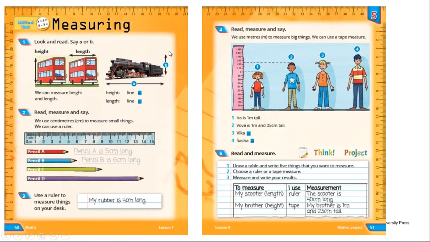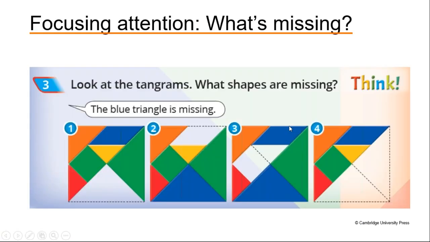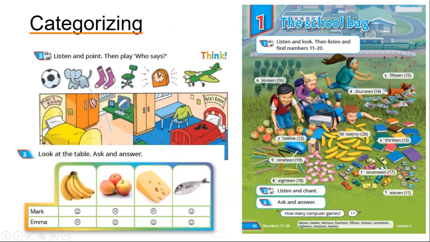Or here, well, this is the direct comparison, yeah, measuring and telling who's bigger, who's smaller, height, length, and so on. Here we have a critical thinking task, which is focusing attention. What's missing? Yeah, triangle. What's missing? A rectangle, and so on. And also we can activate both vocabulary and memory on the colors, and also we can ask them, in this focusing attention, how many triangles are there in this picture, how many squares, and so on. So this is the kind of focusing attention thinking, critical thinking development.